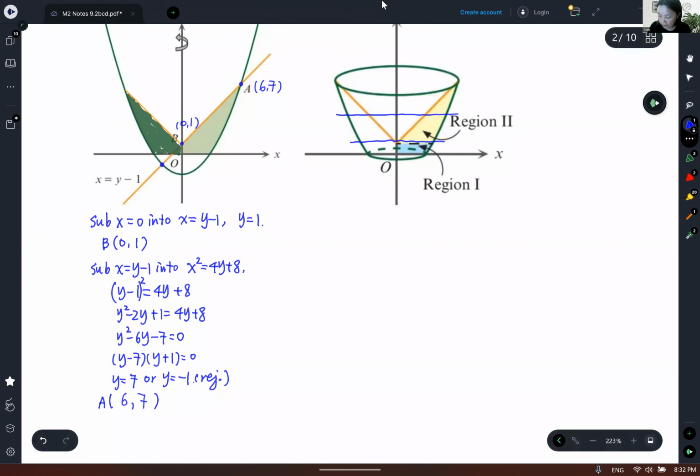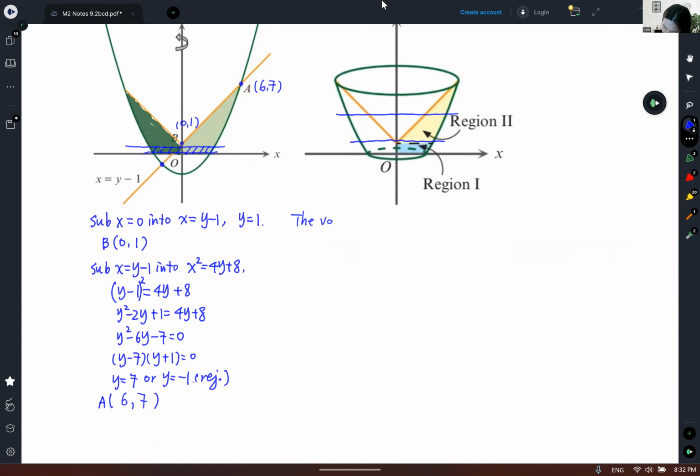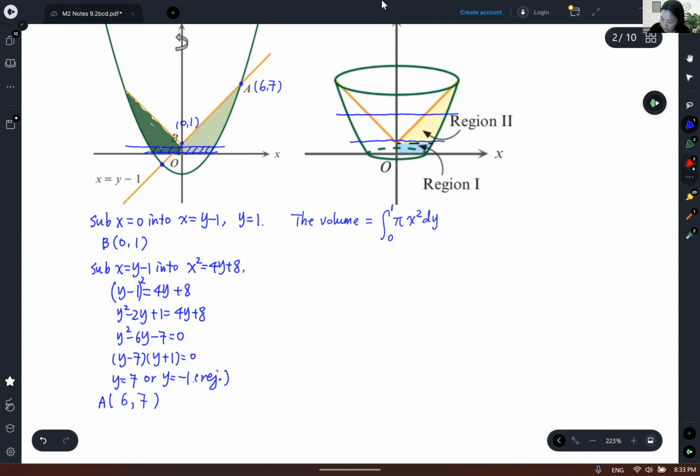Now the cutting. From here, it's a disk. This part is a disk, so the volume equals pi r squared. In this case, it's x squared dy, but from 0 to 1. This is from the bottom, from here. This is the first one, and this is the last one. So I'm saying from 0 to 1.